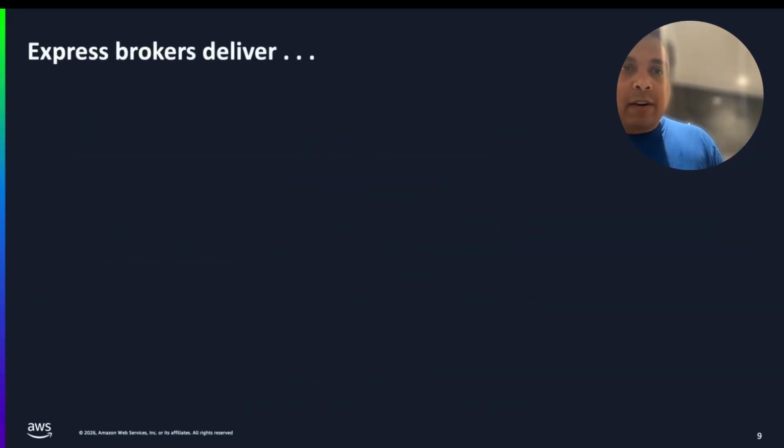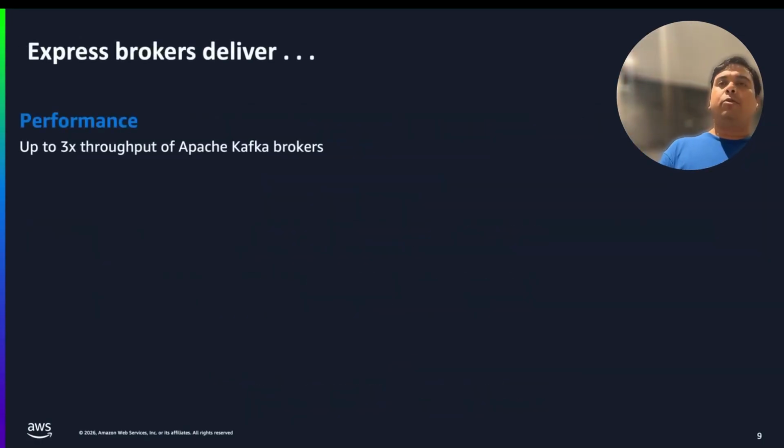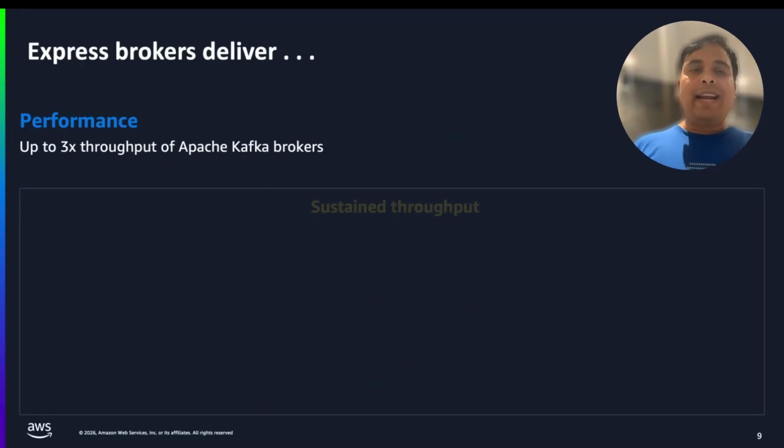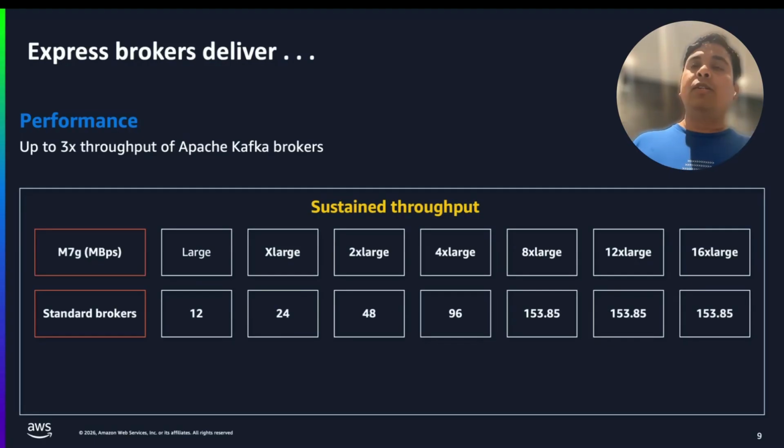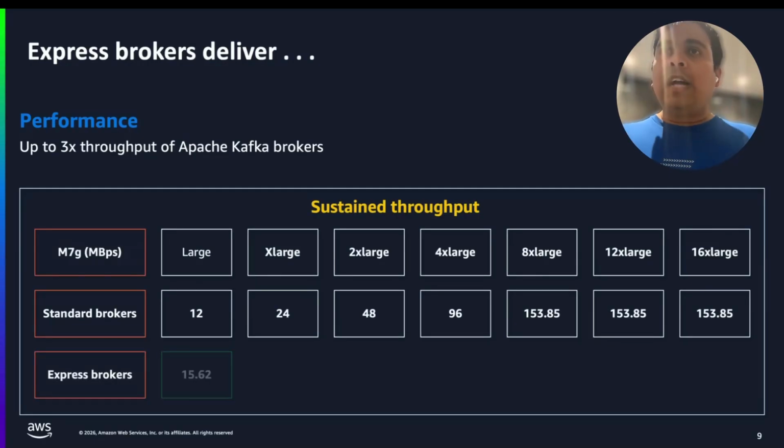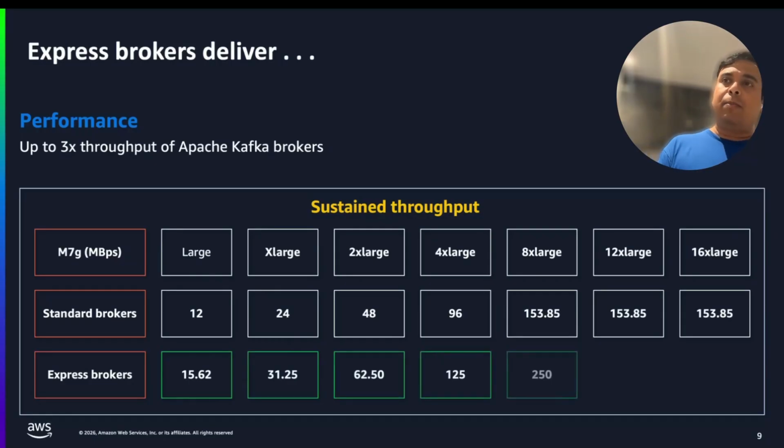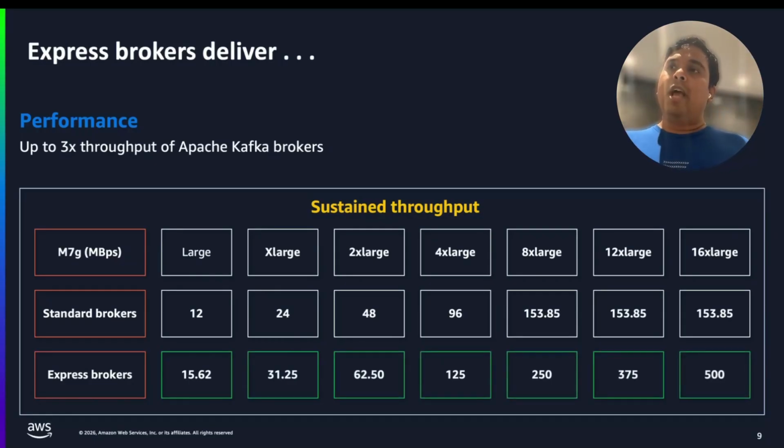What Express Broker delivers is 3 times the throughput of an Apache Kafka broker. Well, if you look at Kafka, it can provide a lot of high raw throughput. But the question is how the system will perform when it is under load or you lose a broker. You won't get the same raw throughput. It's hard for customers to think about what would be the sustained throughput of the cluster with a specific broker type. So that means we are moving from a narrative of raw throughput to a narrative of sustained throughput.